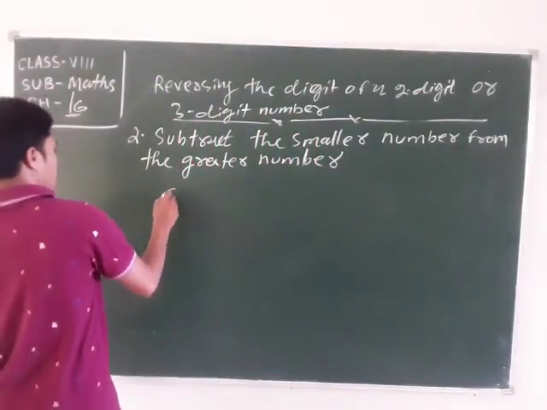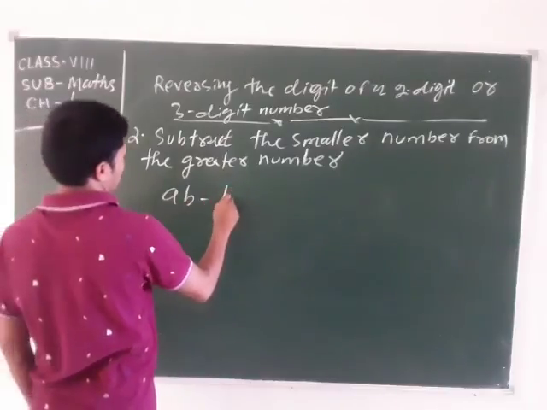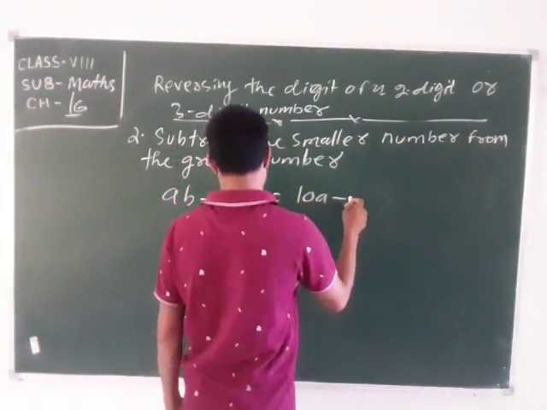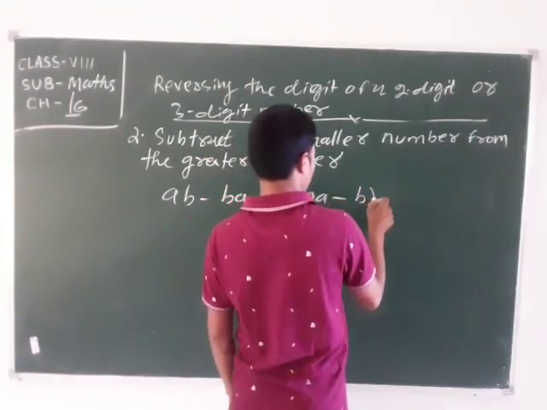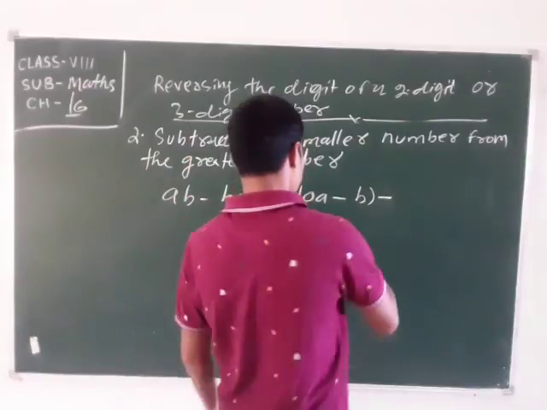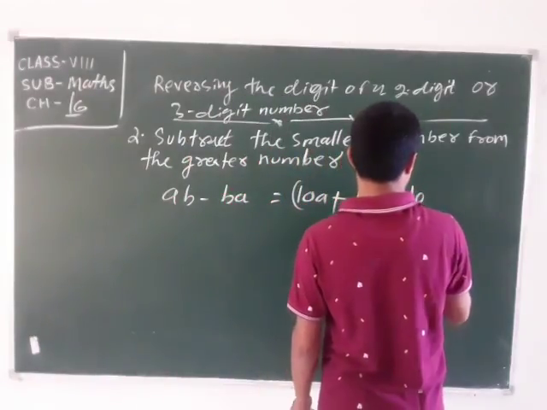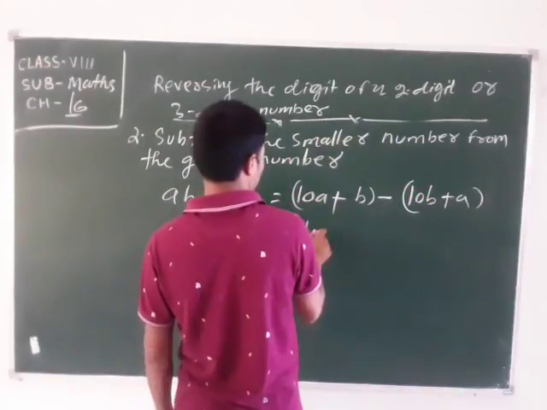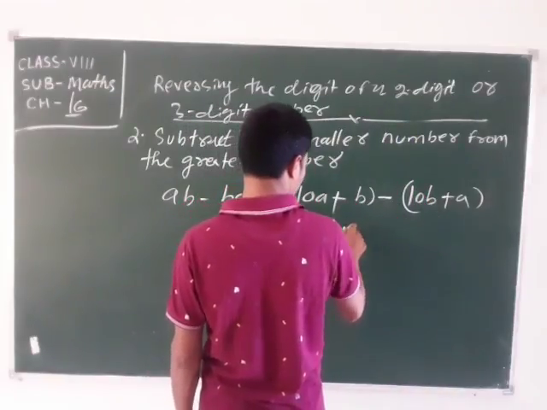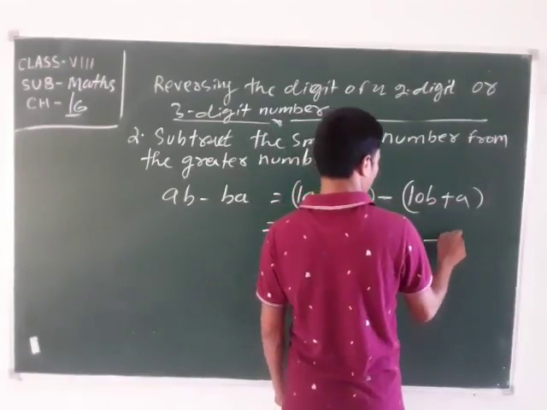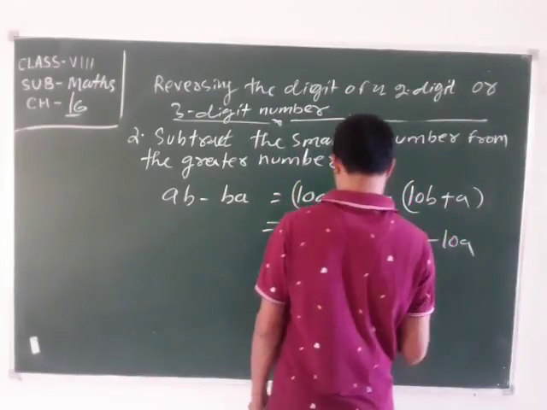How can we subtract the smaller number from the greater number? Let's take ab minus ba. That means 10a plus b minus 10b minus a.